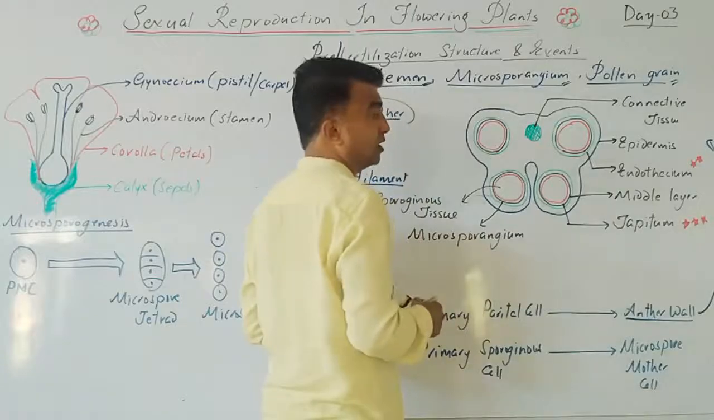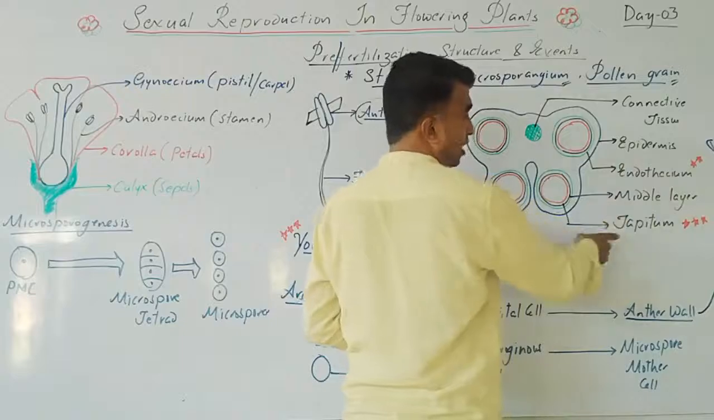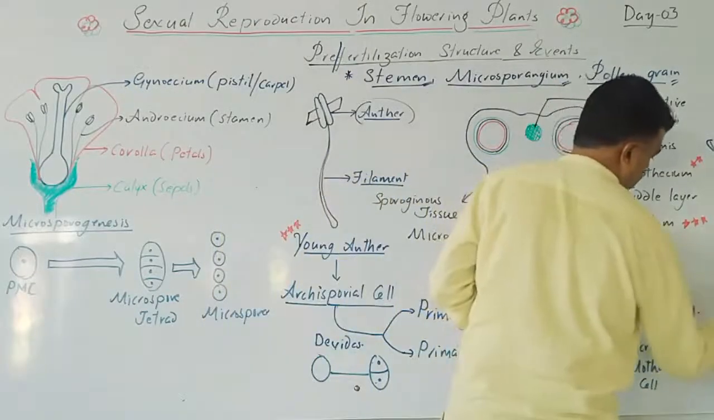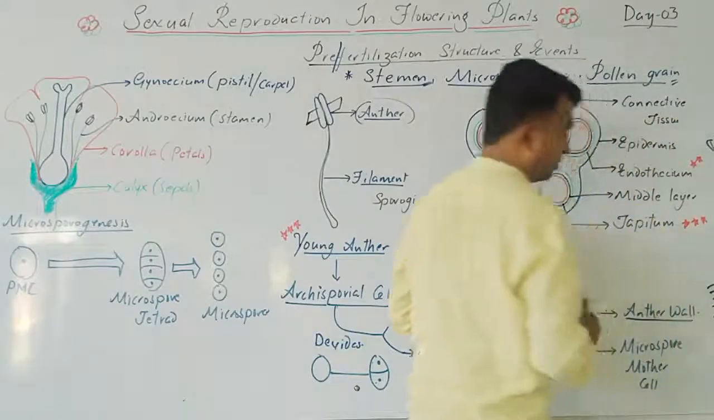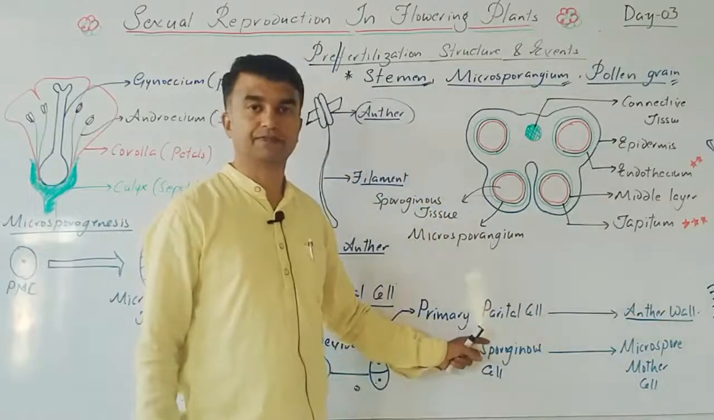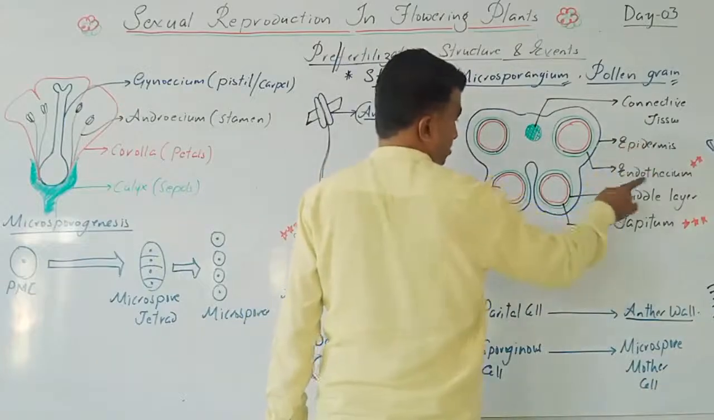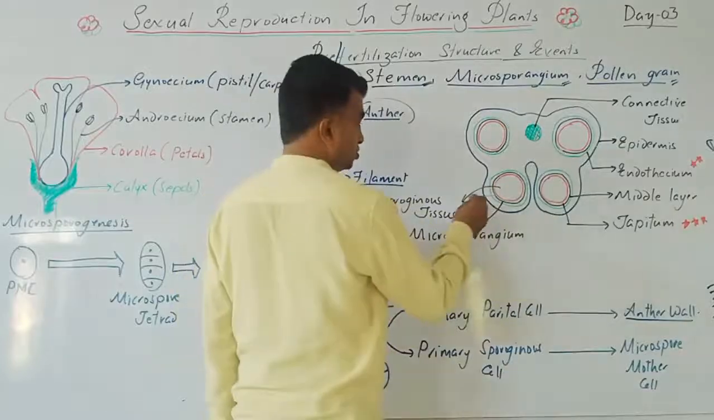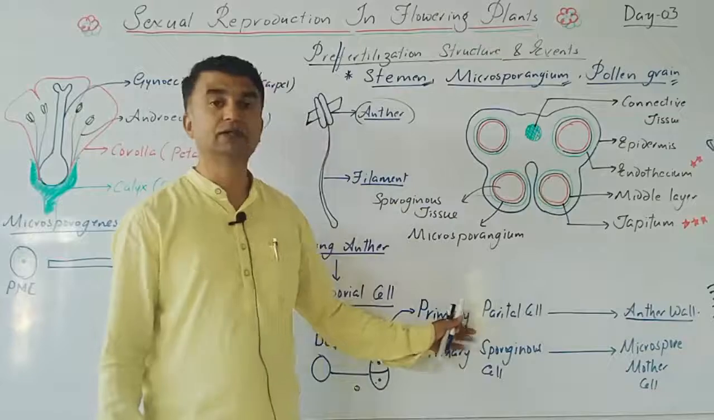Yes, the anther wall is made up of epidermis, endothecium, middle layer and tapetum. That is, the anther wall divides again to form the epidermis, endothecium, middle layer and tapetum. All these layers are produced from the primary parietal cell. The question can be asked: the epidermis, endothecium and middle layer are produced from which cell? The primary parietal cell. And sporogenous tissue is produced from the primary sporogenous cell. Yes, so these are the mother cells.